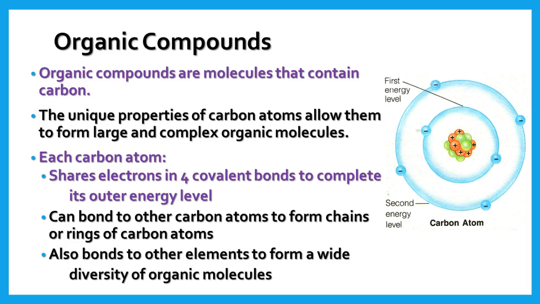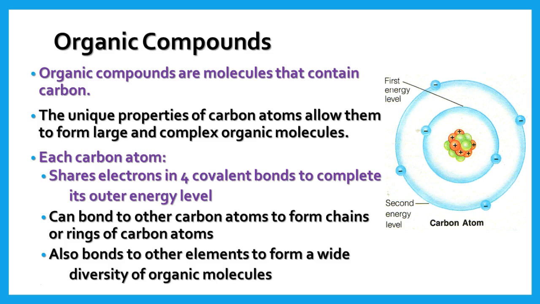Each carbon atom is able to share electrons in 4 covalent bonds. Remember, the valence level, or the outer energy level, can hold up to 8 electrons. Carbon has 4. It would really love to have 8 to feel complete. Carbon very often shares its electrons with other atoms, and so it can share up to 4 pairs of electrons to make those 4 covalent bonds. And covalent bonds are very strong, so that's really good because it makes nice strong compounds.